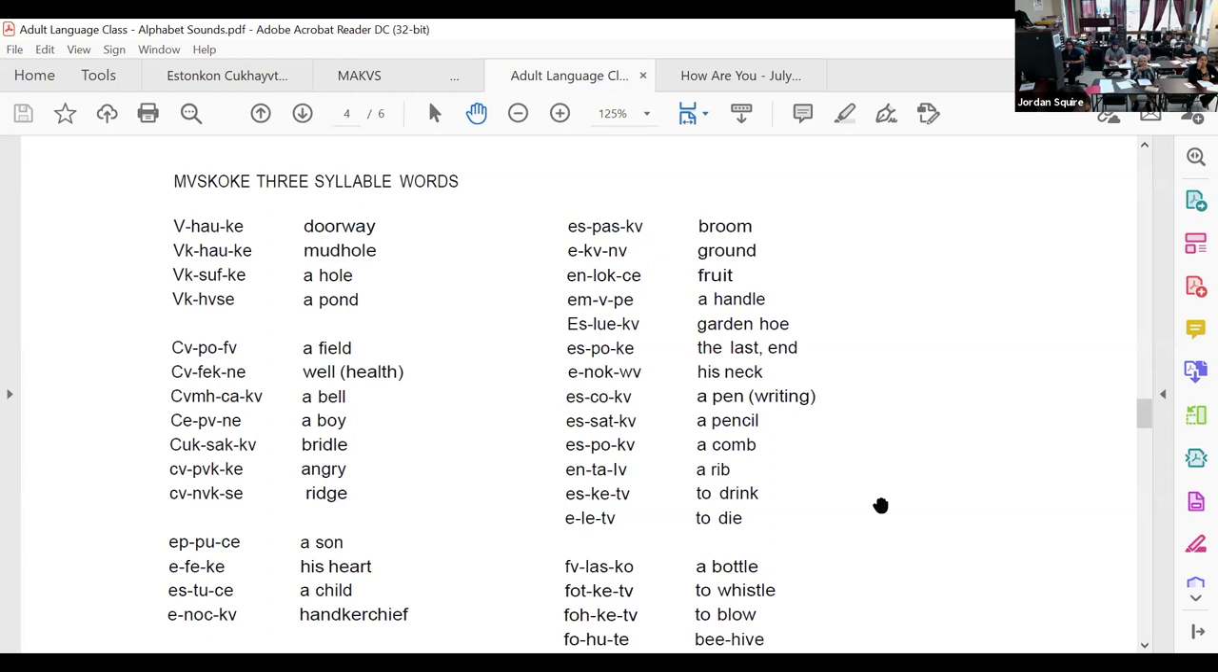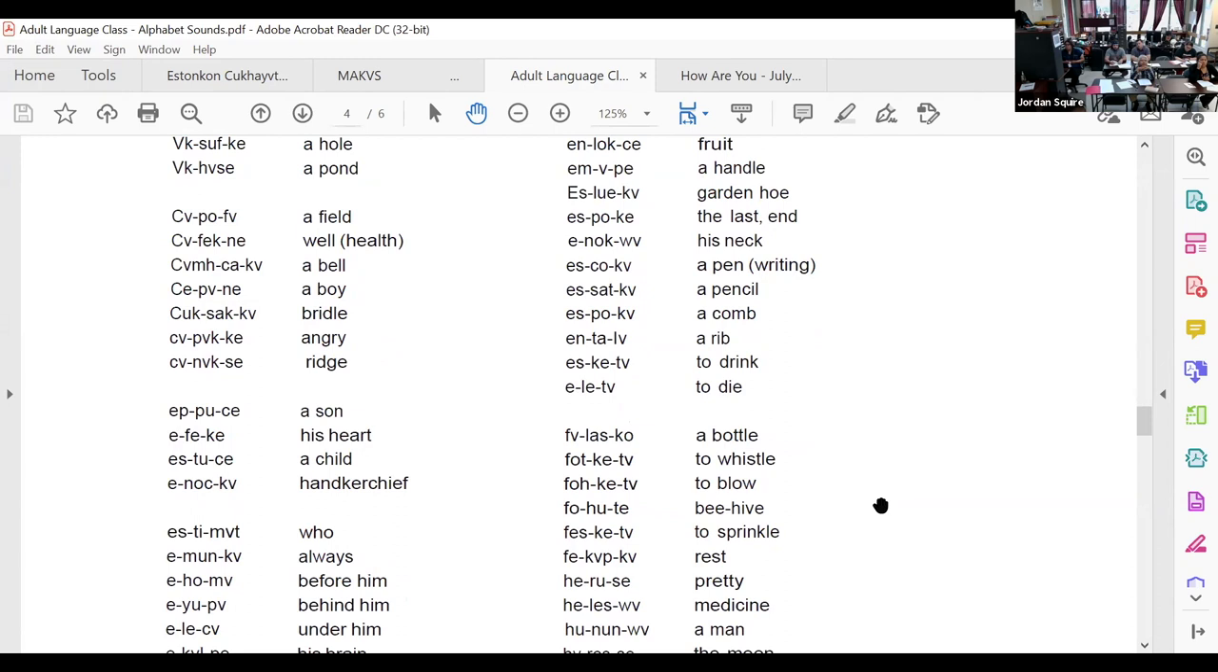A son. Ipoji. His heart, Ifigi. But just the heart in general is figi. But this is saying his heart, Ifigi. Okay. A child, Istuji. And remember what I said, what makes something little? Uji at the end. Istuji.